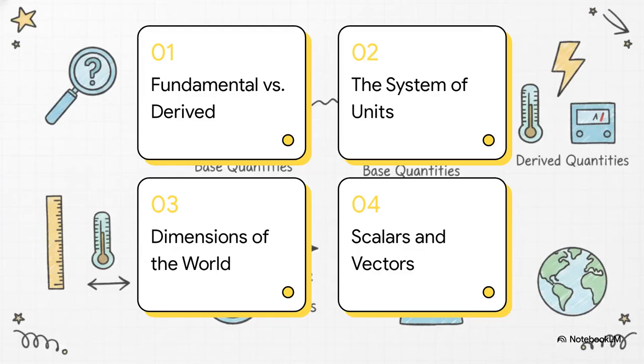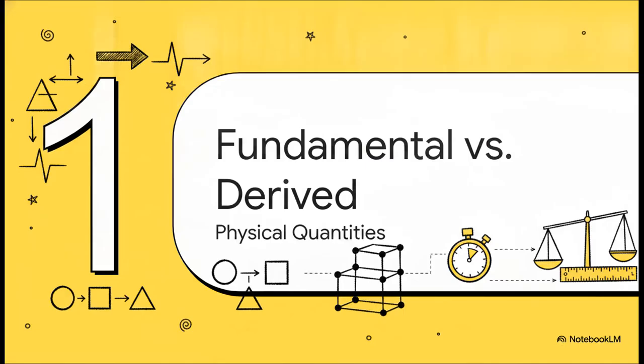Okay, here's our roadmap for today. First, we're going to look at fundamental versus derived quantities. Then, we'll tackle the system of units, followed by dimensions of the world. And finally, we'll wrap things up by looking at scalars and vectors. Right, let's dive straight into Section 1, fundamental versus derived quantities.